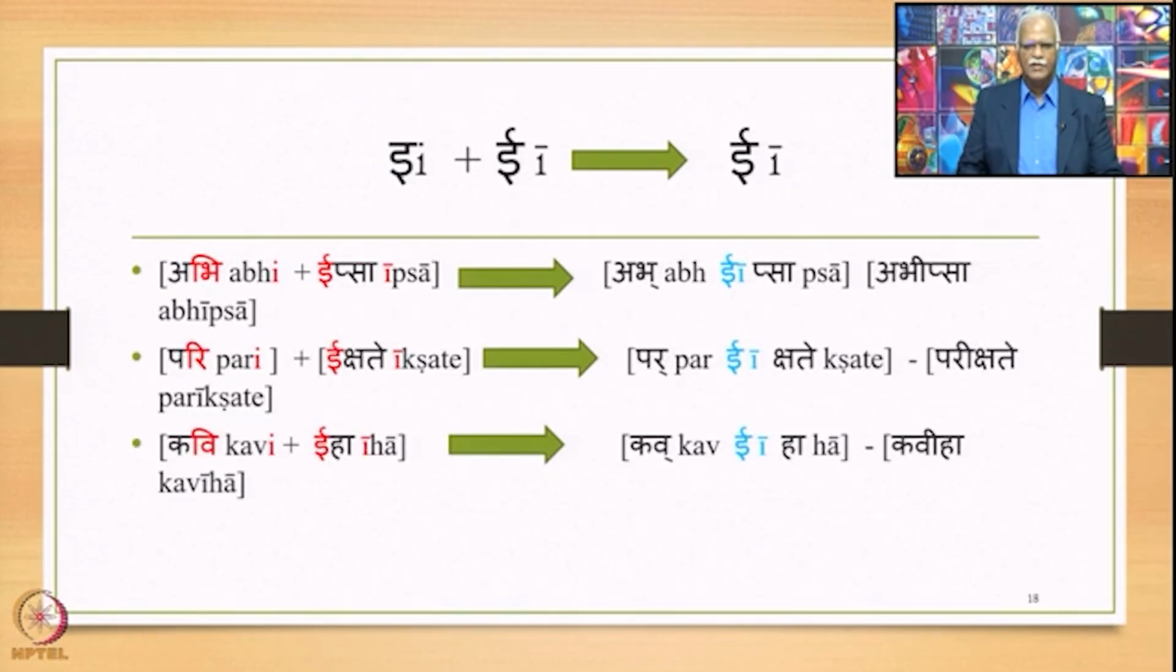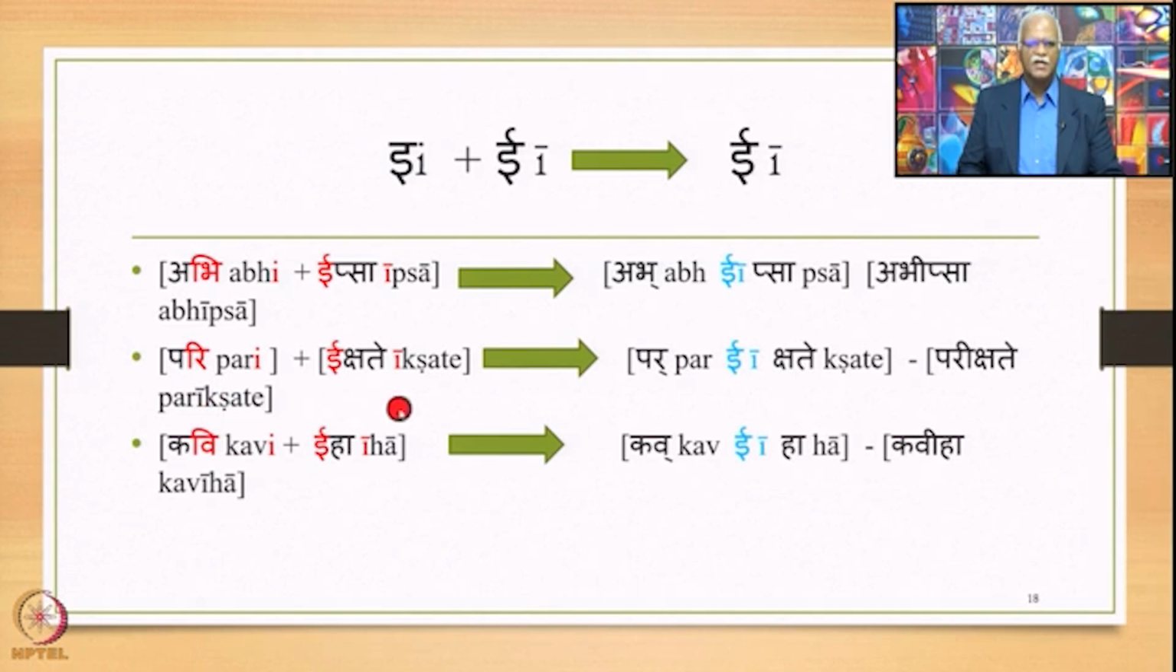Then we have short I followed by long I, and the output generated is long I. And the examples are these. First, Abhi plus Ipsa. This is a compound, and therefore Samhita is obligatory. So we have short I followed by long I, and 6.1.101 applies and substitutes both of them by one long I. So we have Abh, I and Psa. Joined together, it gives us Abhipsa.